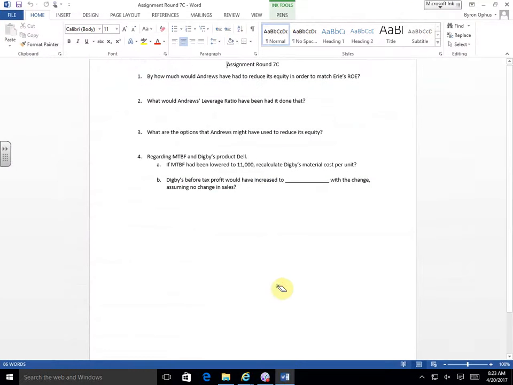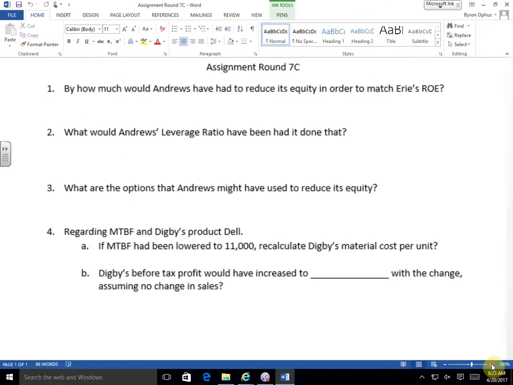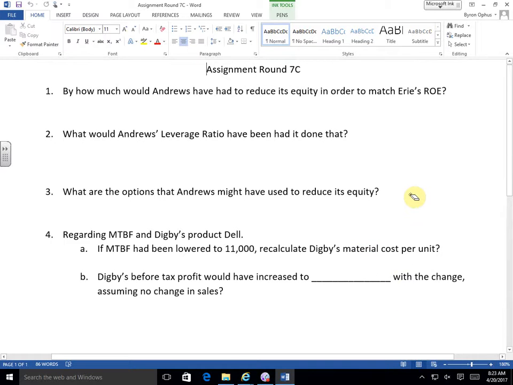So the assignment for round 7, let's make that a little bit. Question number 1, by how much would Andrews have had to reduce its equity in order to match Erie's ROE?